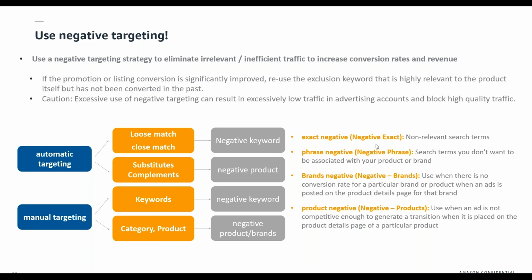We can do exact negative targeting, which is just exactly the certain keyword, right? Maybe for example, wired, or like a keyboard that is actually wired. I'm not selling that, so I can exact negative target the entire keyword. Or there are certain phrases that you find are very, very irrelevant to you.